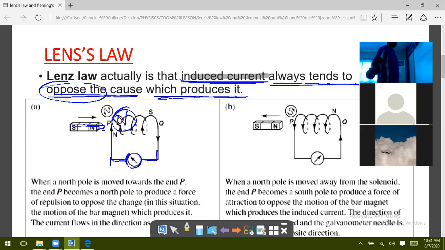So using the right hand grip rule, we identify the north pole here. Now, on this end, current flows producing a north pole. What happens when you bring a north pole and a north pole together? They repel. So it is basically current flowing to oppose.